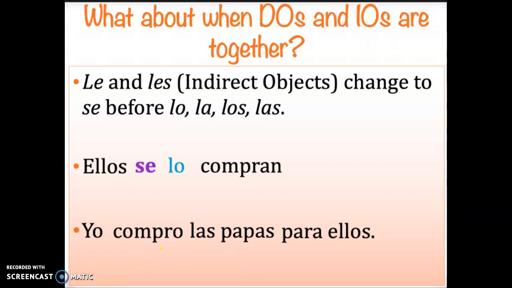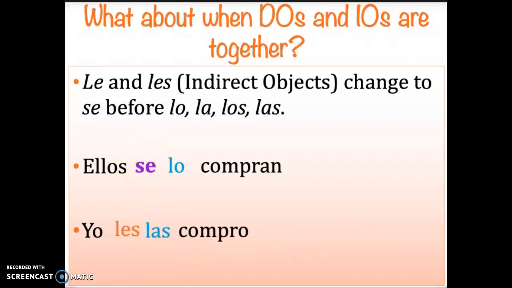Okay, now let's take a look at the second sentence. Yo compro las papas para ellos. Las papas is the object. For whom? Para ellos. Les. Okay, les is the indirect object. Las is the direct object. Remember that les in front of las changes into a se. Okay. Yo se las compro. I buy it for them.